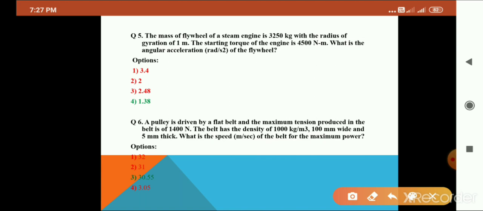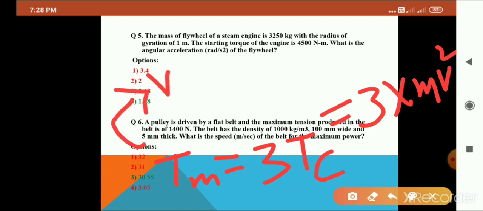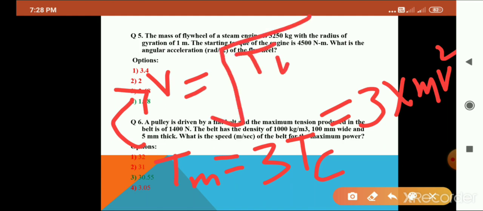Which is, we know T max equals 3 into Tc. Tc is the centrifugal tension and Tmax is the maximum tension. So from here we can also write 3 into, substituting Tc as m v square. So finally we will get the relation as v equals root over T max by 3m.